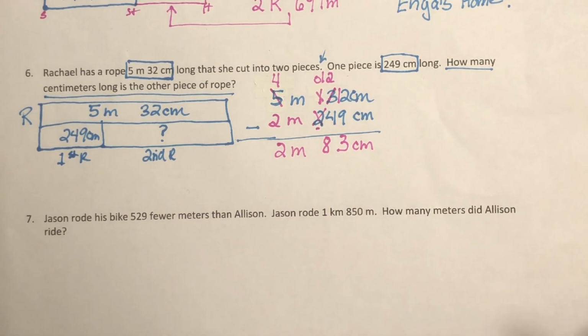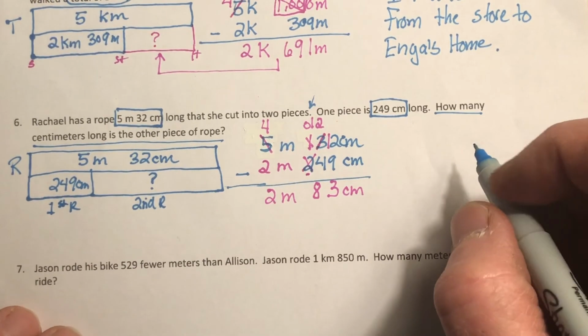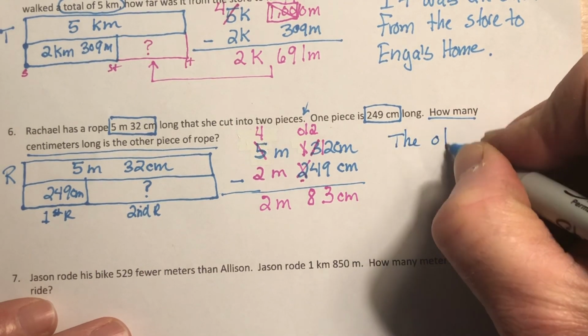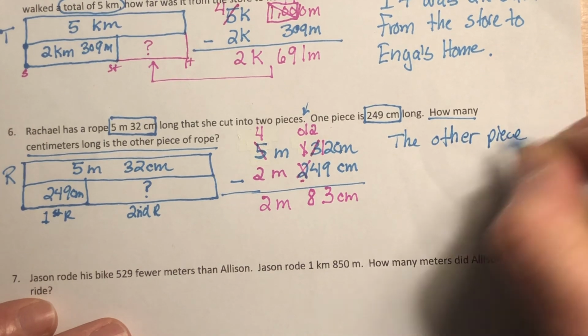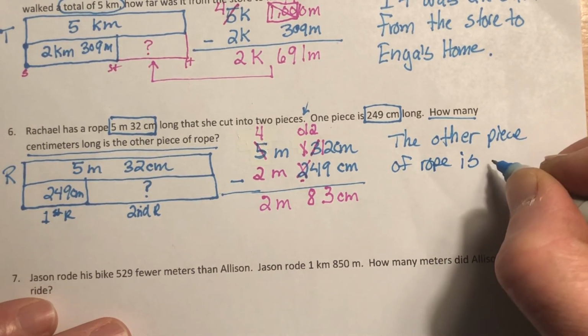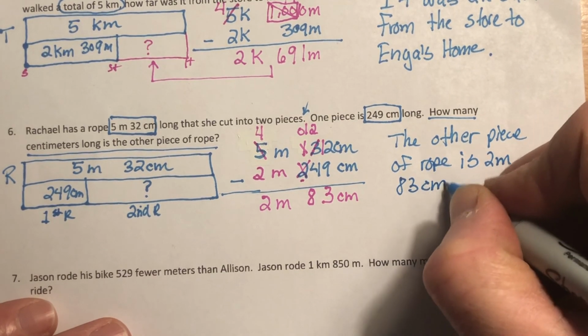Yep, okay, so I have to write my sentence. The question says, how many centimeters long is the other piece of rope? The other piece of rope is 2 meters, 83 centimeters long.